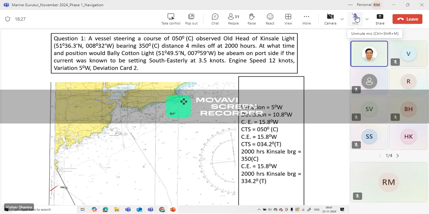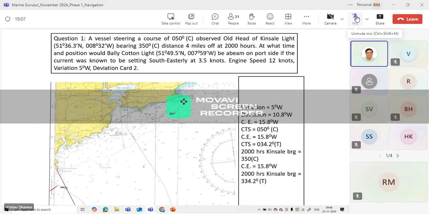Now, he has not asked you what is the 8 o'clock position. Had the question said, what is the position at 8 o'clock, then in the answer sheet, you'll pick up from the chart the latitude and longitude of this position and write down on the answer sheet 2000 hour position, latitude so much, longitude so much. But since the question is not asked, we are not caring for it. We have just plotted and are using it. At what time and position will Ballycotton Light be abeam on the port side, if the current was setting southeasterly? Now, southeasterly is how many degrees, guys?